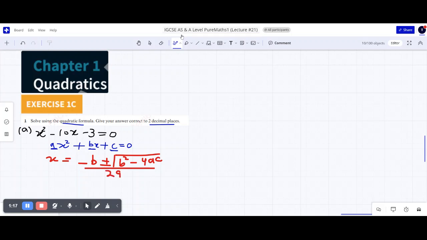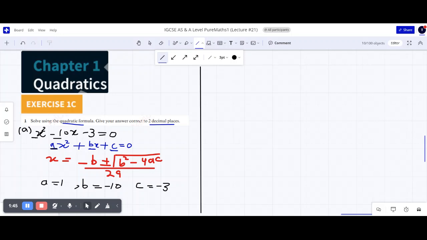Now we will find the values of a, b and c here. As we know, a is the coefficient of x squared, but there is no coefficient, so it would be 1. So a equals 1. Then b is the coefficient of x, which is minus 10. And c is the constant value, which is minus 3. So we will substitute the values in the formula to get the value of x.